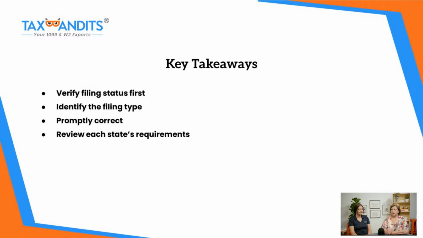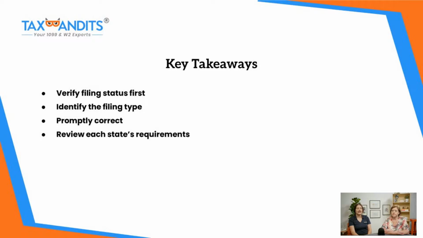Is it the state withholding, the unemployment insurance, or the new hire reporting, which all could be handled by a different agency. So make sure you're checking those agencies and who you need to reach out to. And thirdly, correct any errors promptly. Correcting errors will prevent further late fees and penalties, interest, incorrect balances, and any complications for future filings.